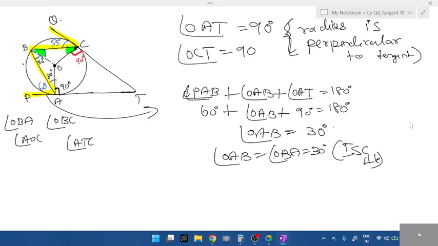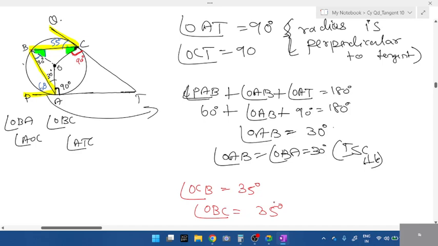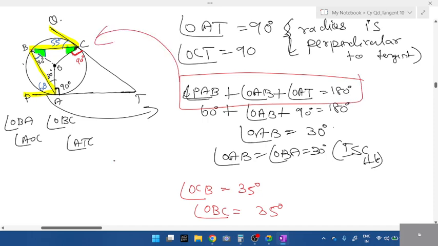35, 35, 40, 40, 35. Use straight line concept. I'll write the direct answer. OCB is equal to 35 degrees. Okay, and even OBC is also equal to what? 35 degrees. So use the same theorem here, students, for this line. Use it for this line. So this was definitely given for 4 marks. 4 marks, 4 questions.